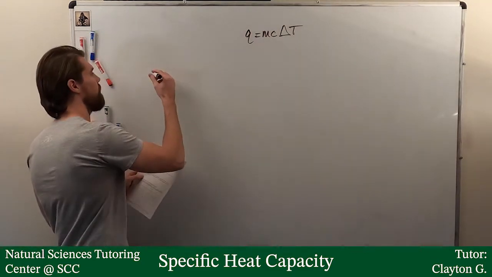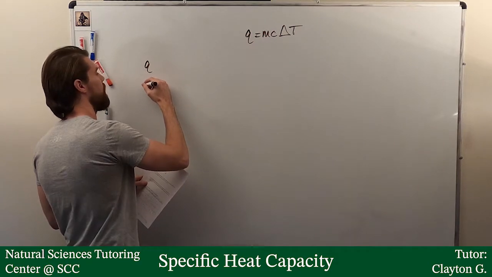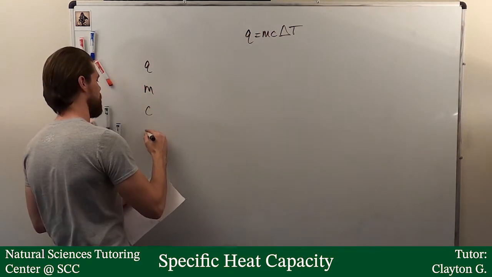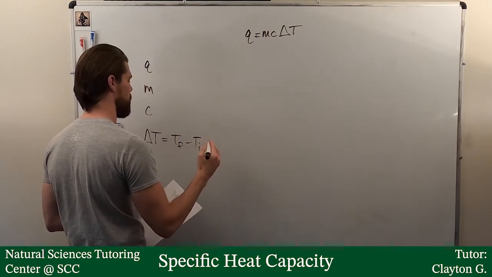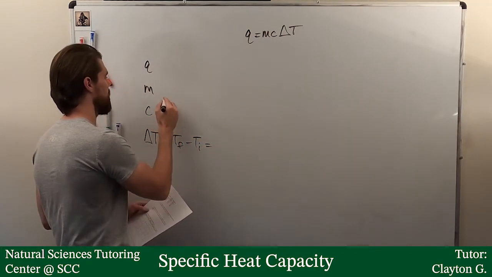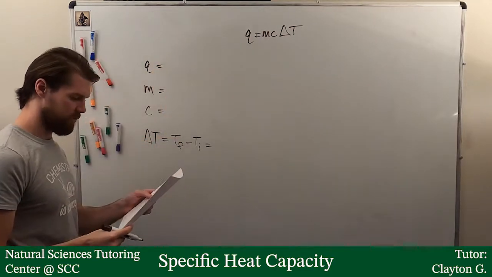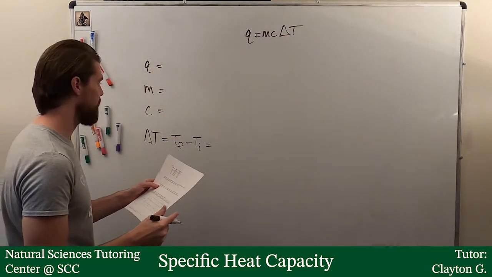All right, so once again, we have Q, m, c, delta T, which equals T final minus T initial. So we're going to see, I don't remember what we're solving for here. So we have 445 kilograms.